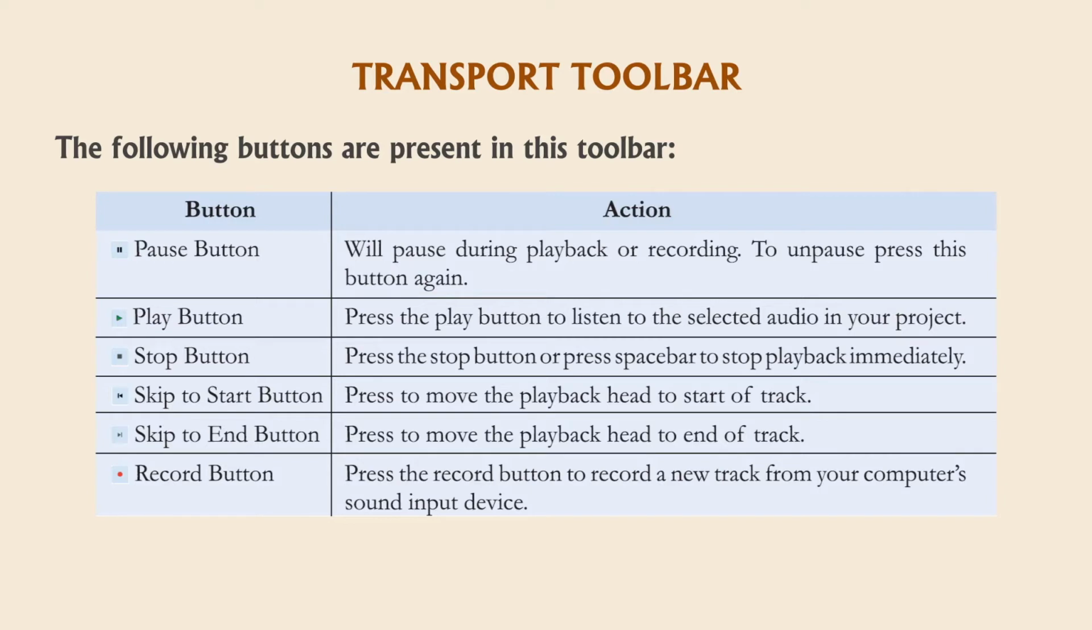Play button. Press the play button to listen to the selected audio in your project. Stop button. Press the stop button or press space bar to stop playback immediately. Skip to start button. Press to move the playback head to start of track. Skip to end button. Press to move the playback head to end of track. Record button. Press the record button to record a new track from your computer's sound input device.